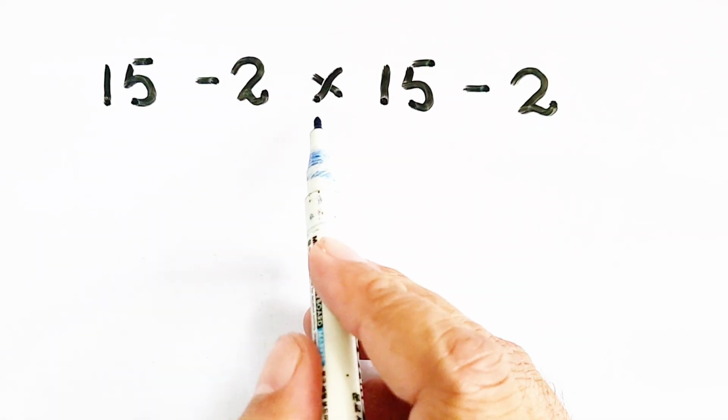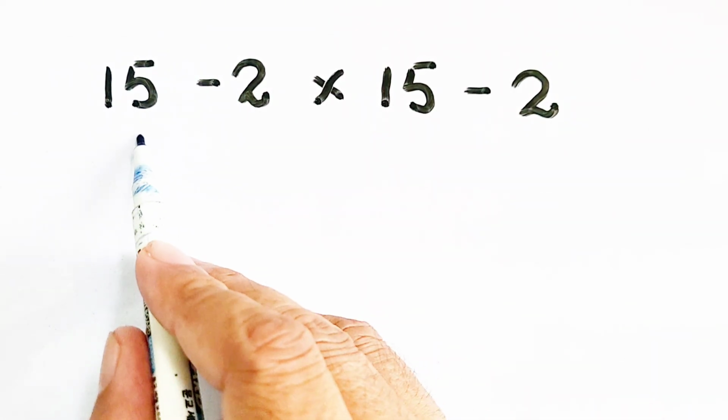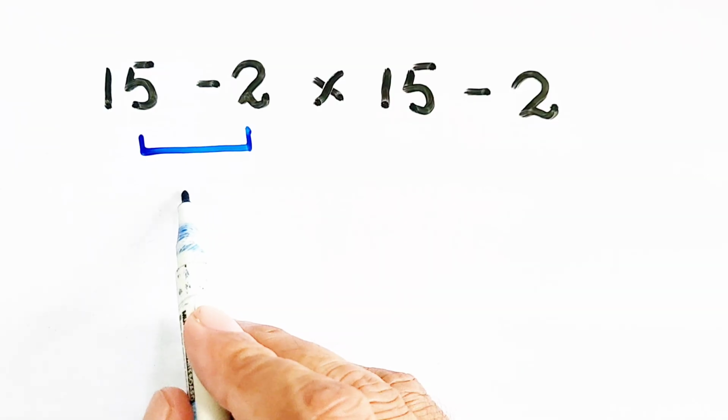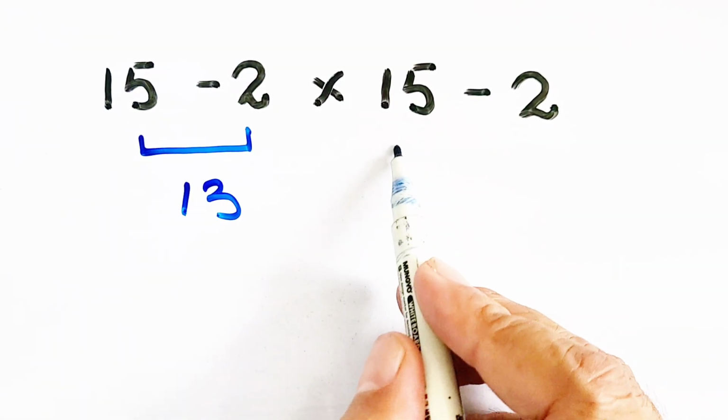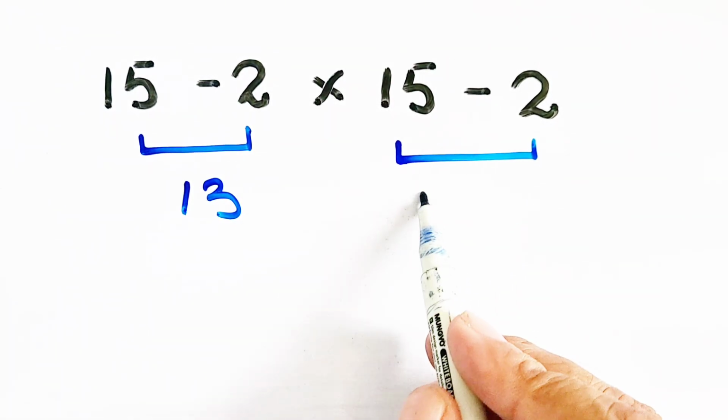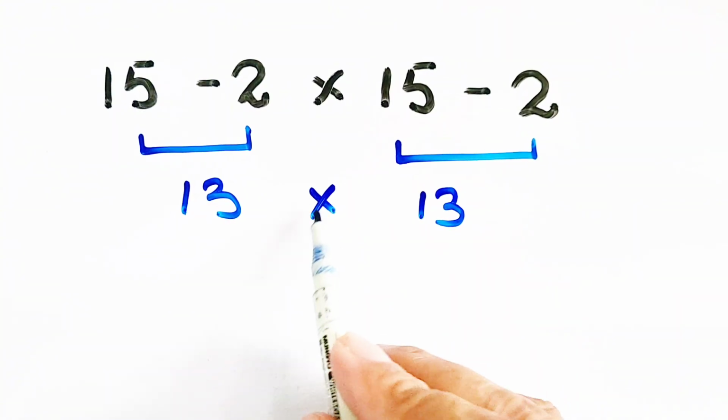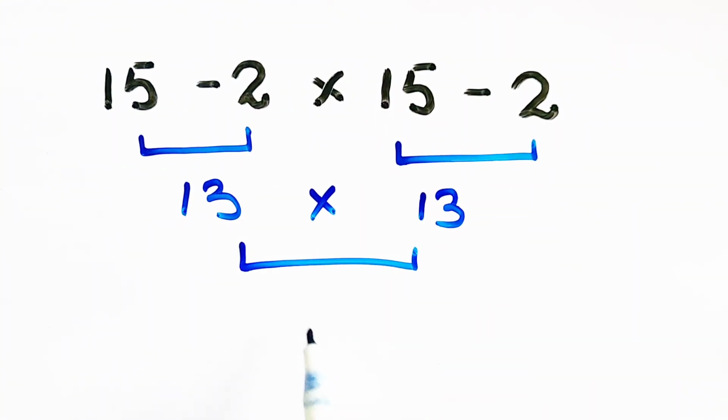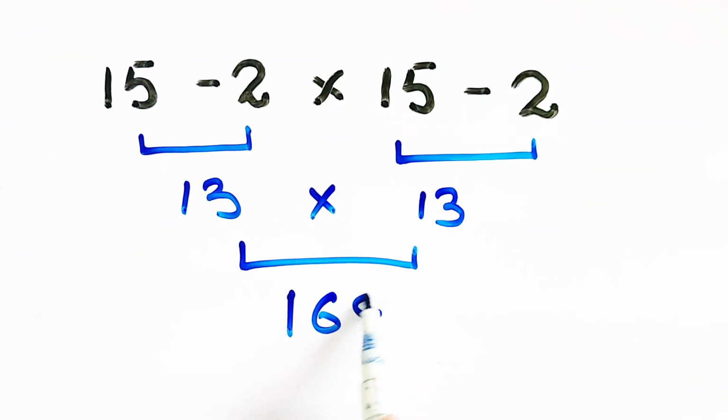15 minus 2 times 15 minus 2. 15 minus 2 gives us 13. 15 minus 2 gives us 13. 13 times 13, we will get 169. It is our answer. But is it okay?